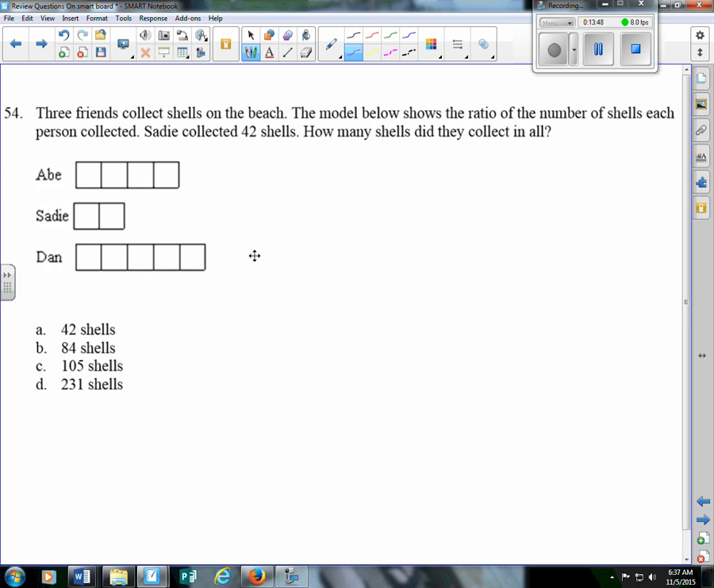Okay, the model, 3 friends are at a beach. The model shows the ratio of the number of shells each person collected. Sadie collected 42. How many shells did they collect in all? So I'm going to set this equal to 42. That means that each one of these is 21. That means 1, 2, 3, 4 times 21 is 84. 1, 2, 3, 4, 5 times 21 is 105. You would have to add them up. So I added them up, and I got 231.